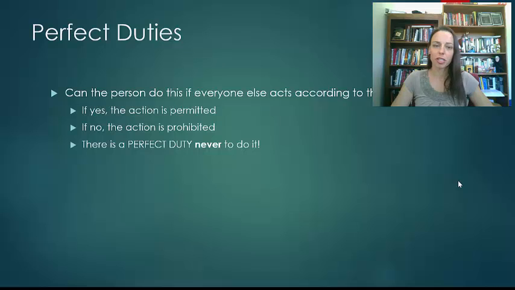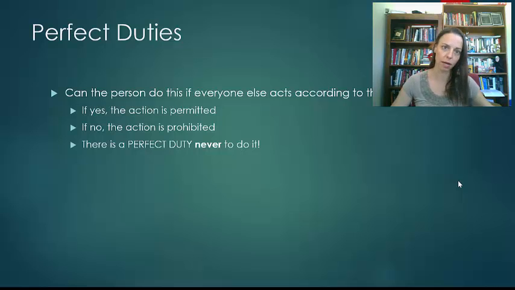So if I want to know whether I should cheat on the test, I ask myself this question: can I follow this maxim, this rule, it's okay to cheat off my neighbor if everyone else does it too? If the answer is yes, then the action is permitted. In the case of cheating, I know the answer is no, because I can't even do it if everyone else is doing it too. That means it's prohibited, and we have what we call a perfect duty, never ever ever to do that action. So a perfect duty means an absolute duty. You can't make any exceptions. You can't make any choices about when and where you cheat or don't cheat. It's just never allowed.